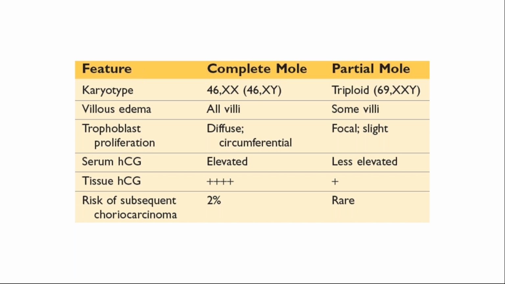See, why is the name partial mole? Because morphologically you can see some grape-like vesicles and some fetal parts in a partial mole. But in complete molar pregnancy, there will be no fetal parts. There are only swollen villi which represent the grape-like vesicles. So in complete mole, you can see complete grape-like vesicles with absence of fetal parts.